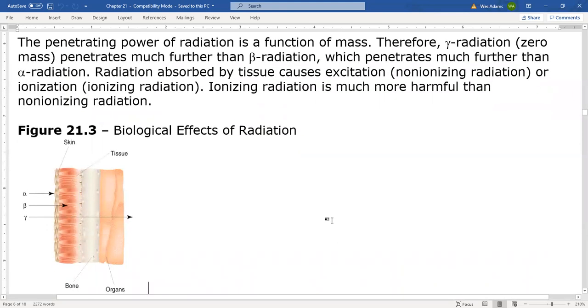So what happens from an external source, the alpha has trouble penetrating and bounces off. The beta will penetrate somewhat and can cause tissue damage. The gamma will pass straight through you, causing damage all the way through your body. So gamma is usually the one we worry a lot about from an external source.